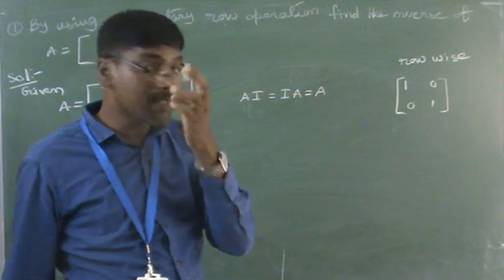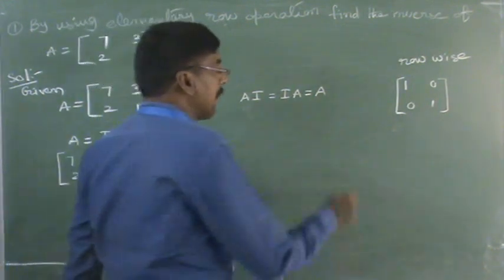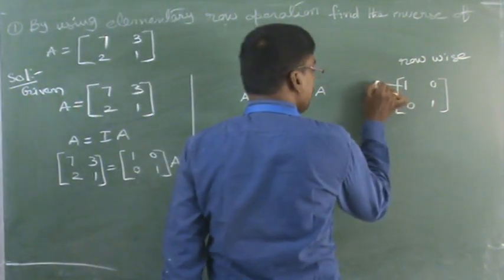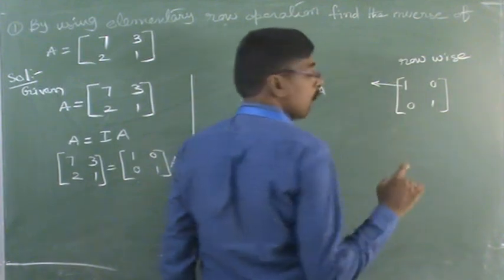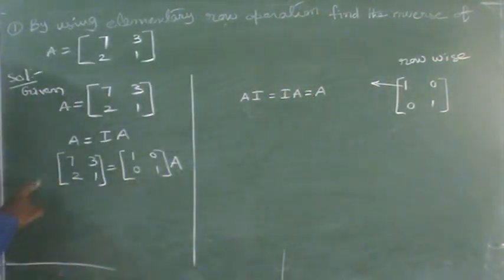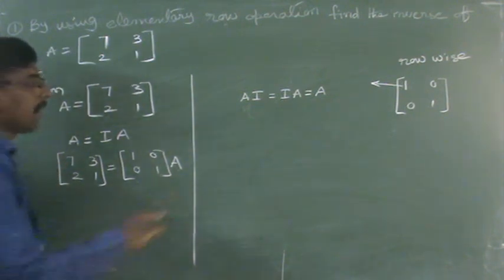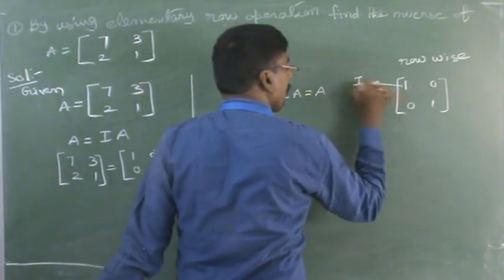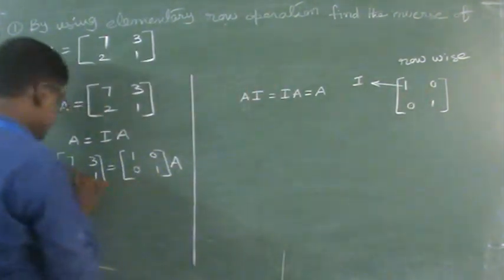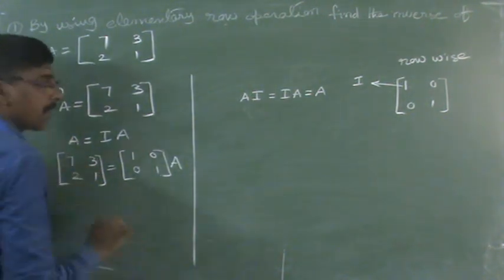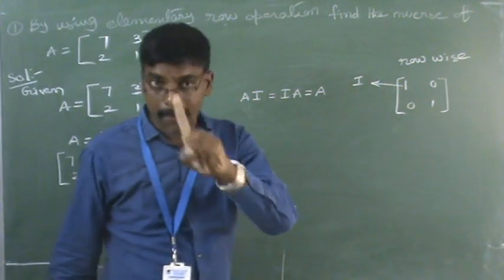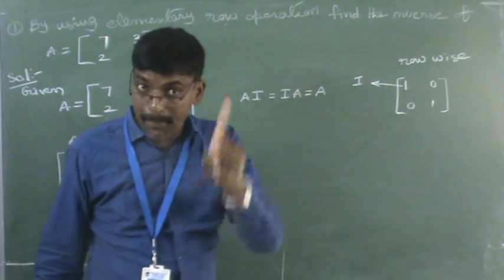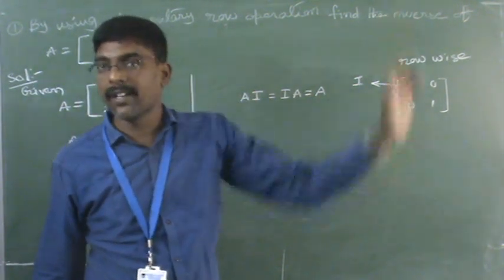What are the steps? First, this place value, we need to replace it with 1 by using elementary transformation. This is the first step. This place value should be converted to a 1. We have to follow proper steps only, then we will get the answer, otherwise we will not get the answer.